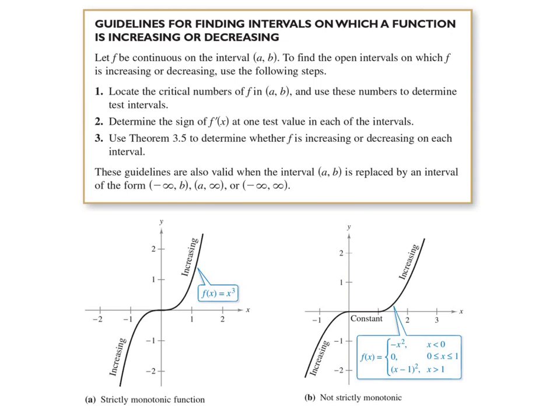And you may or may not use or hear the term monotonic. What that means is that if something is strictly monotonic, it's a function that's either increasing for the entire interval that you're looking at, or it's decreasing for the entire interval. So a function that's not entirely increasing or entirely decreasing is called not strictly monotonic. Shocking.